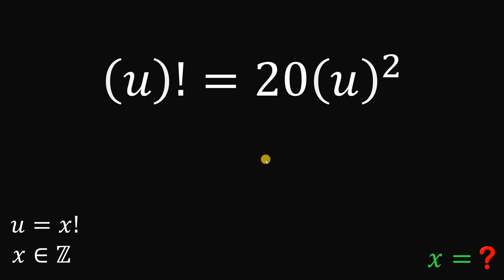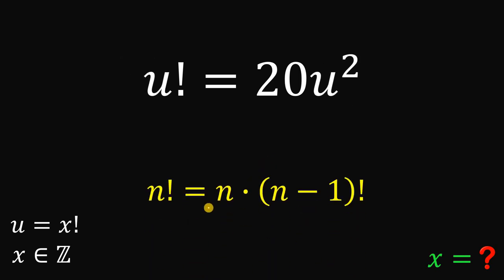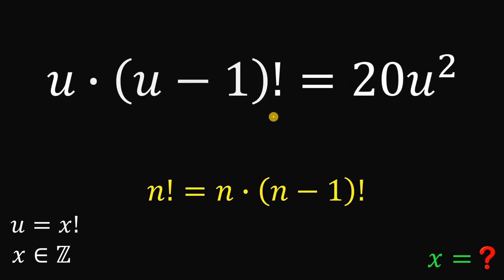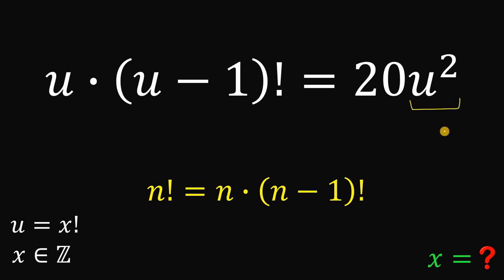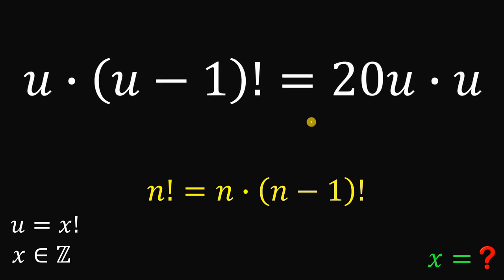Now what is the definition of u factorial or n factorial? So n factorial, we can write this as n multiplied by n minus 1 factorial. So this u factorial can be written as u multiplied by u minus 1 factorial. Now how about u squared? So u squared is just u times u. Now we can cancel out u on the left hand side and on the right hand side of our equation. So why not? Because u is not equal to 0.